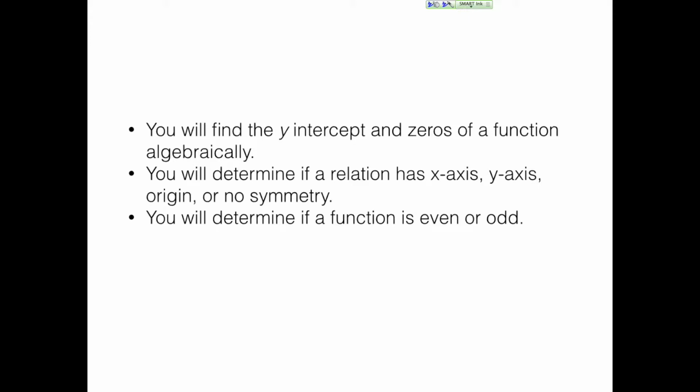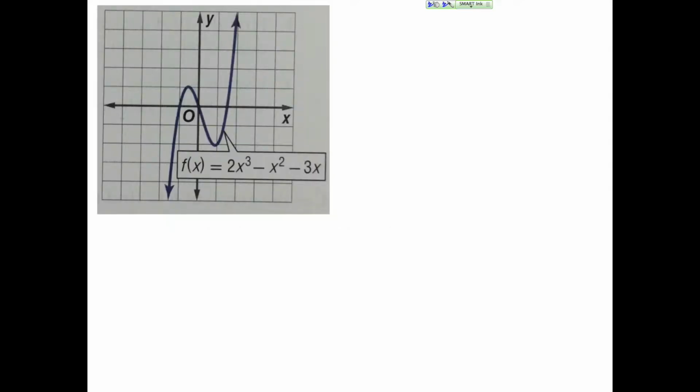Then we're going to determine symmetry of a relation. And then we will determine if a function is even or odd. So those are the three things we're looking at today. So we're going to start with finding y-intercepts and zeros of a function algebraically. We're going to look at the same examples we looked at yesterday to begin with, but this time we're going to find all of our answers algebraically. Okay, and then we'll verify with what we did yesterday.